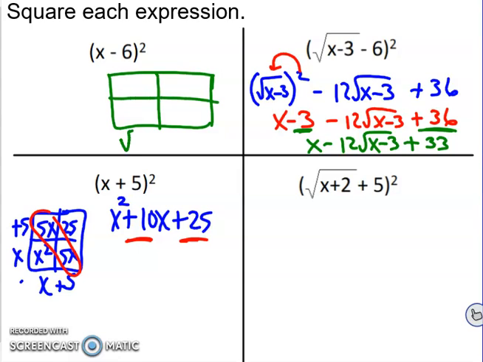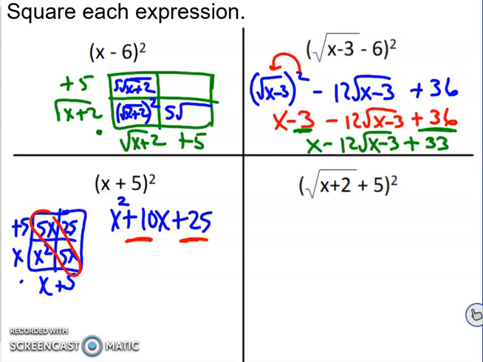Alright, so this problem here, the square root of x plus 2, plus 5, times the square root of x plus 2, plus 5. So in the bottom left corner, we're taking the square root times itself, so it's going to be the square root of x plus 2, and that's being squared. And then the top left is 5 times the square root of x plus 2. The bottom right is the square root of x plus 2 times 5, so we get 5 times the square root of x plus 2. And in the top right corner, it's 5 times 5, which is 25.